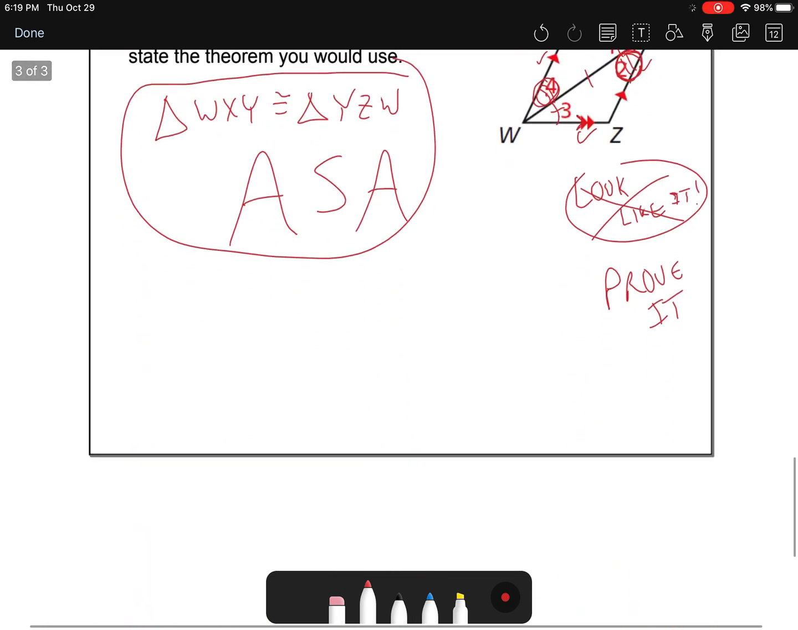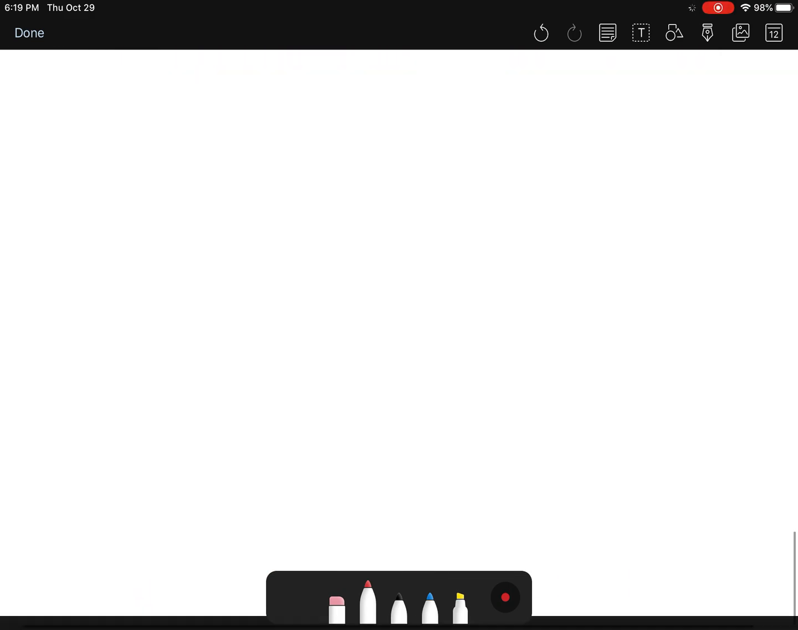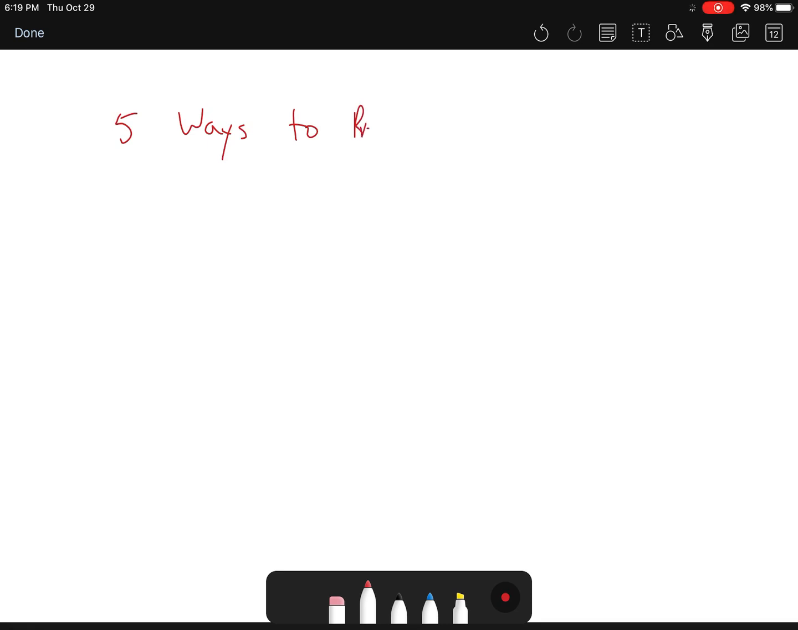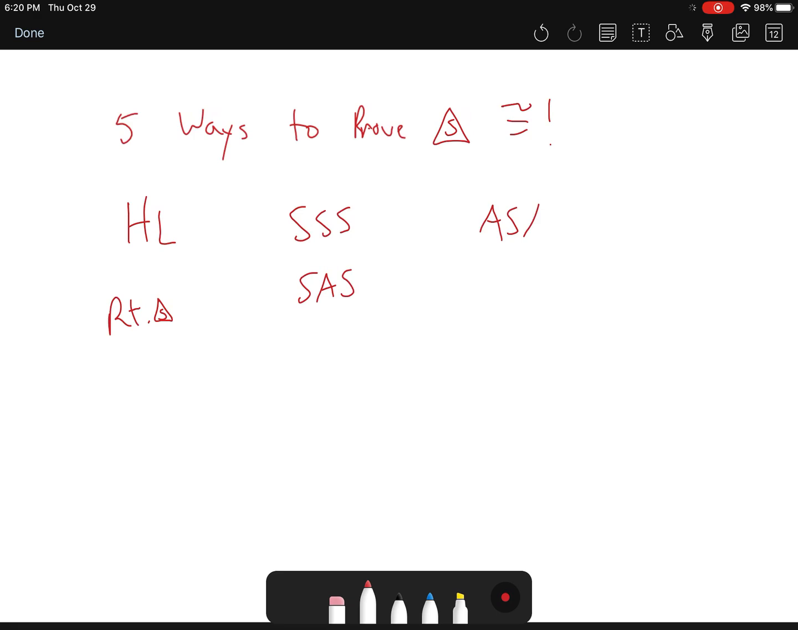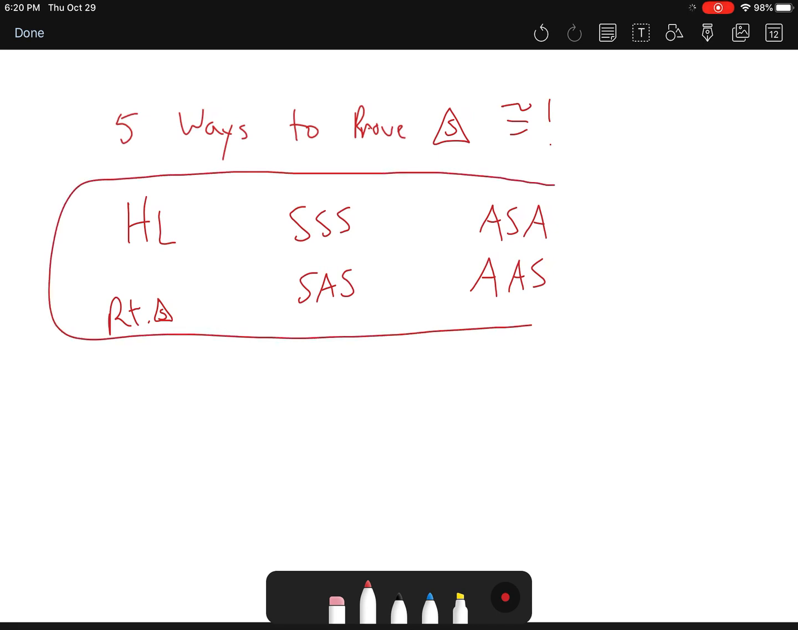This concludes our little mini lesson on congruent triangles. Once again, there are 5 ways to prove triangles congruent. Hypotenuse leg in right triangles, side, side, side, and side, angle, side when you have two sides equal, angle, side, angle, and angle, angle, side when you have two angles equal. And that is it. Those are the only shortcuts or ways to prove triangles congruent.